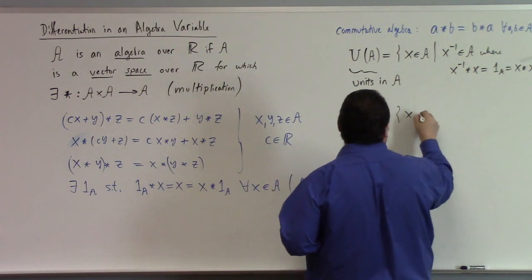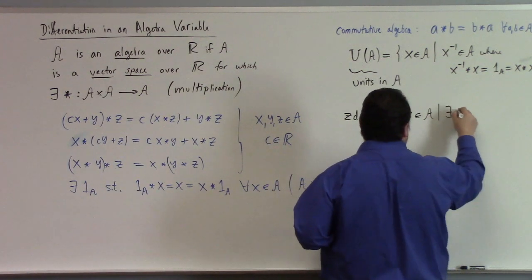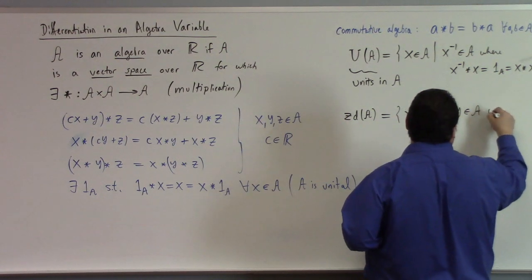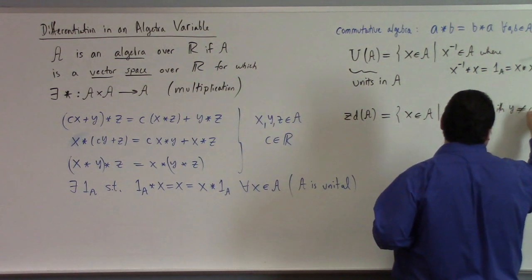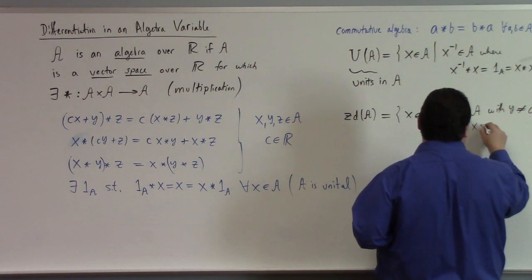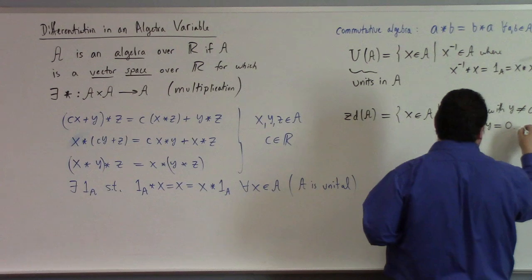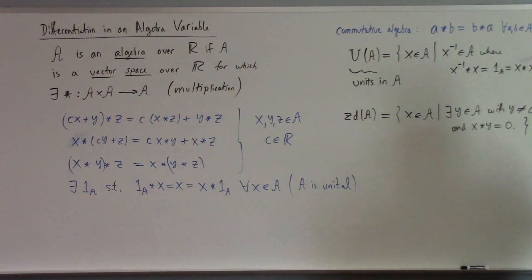This would be something like x in the algebra such that there exists y in the algebra with y not equal to 0 and x times y is equal to 0. If you want, we could say or y times x is equal to 0. I don't really want to sweat it too much. I'm mostly thinking about commutative algebras, so whether it's a left or a right zero divisor is kind of immaterial. So this is weird, to have a non-zero thing that multiplies to give you 0. This is troublesome and different and new.